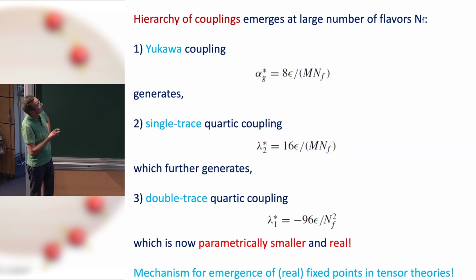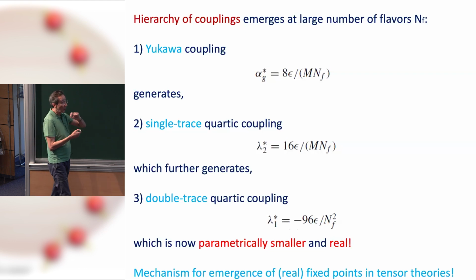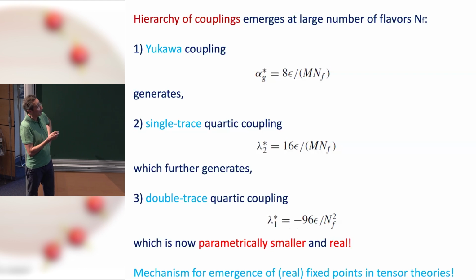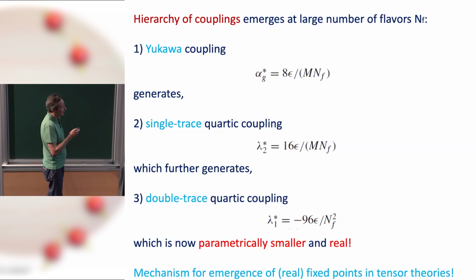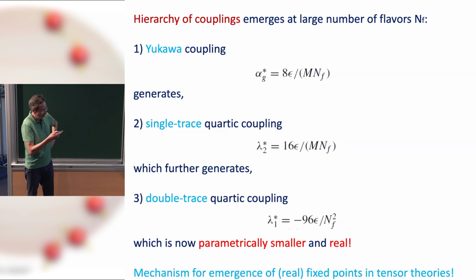And the reason why this works is that the Yukawa coupling at a large number of fermions is 1 over NF. That basically generates the single trace coupling, which is also 1 over NF. But the problematic lambda 1 coupling, which is the double trace coupling, the one that runs away and causes the fluctuation-induced transition, if you have large NF, becomes parametrically smaller than the other two. So you somehow demote this previously important coupling into something unimportant. It becomes small and real, and you end up with a fixed point. This is a very generic thing that happens with introduction of a number of fermions into these flavors of fermions in these theories, we believe.